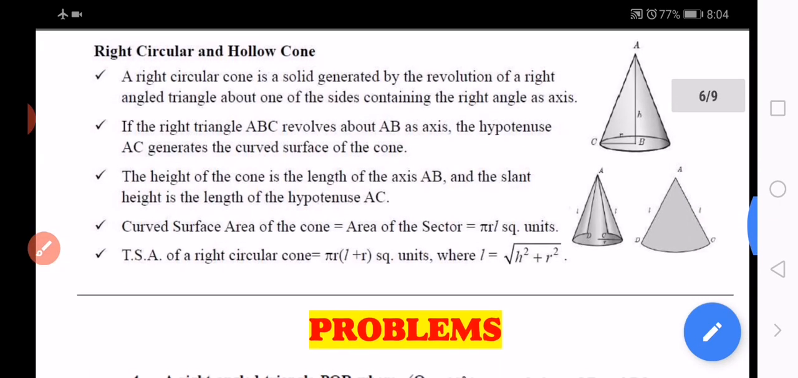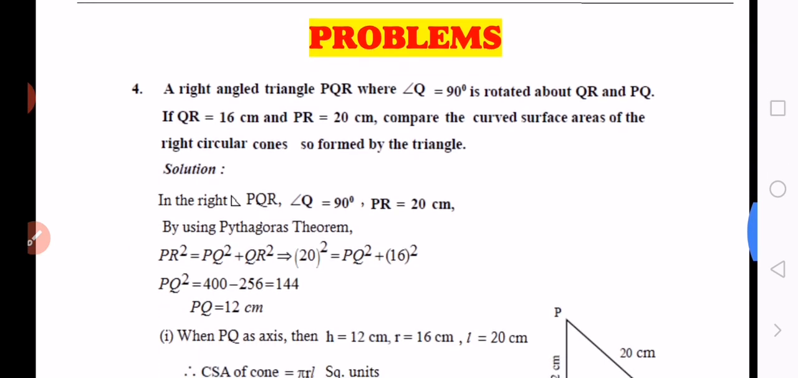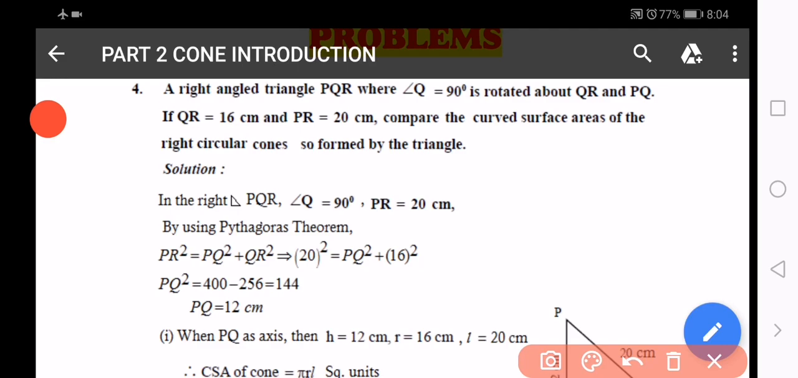So these formulas we discussed in detail yesterday. In this class we discuss the problems based on the right circular cone. There are 7 sums in this model of right circular cone. The first problem is in exercise 7.1, the fourth sum.